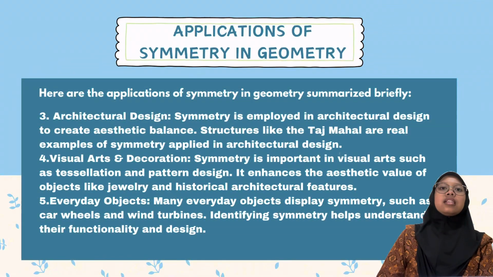Number 4. Architectural design. Symmetry is employed in architectural design to create aesthetic balance. Structures like the Taj Mahal are real examples of symmetry applied in architectural design. Number 5. Visual art and decoration. Symmetry is important in visual art such as tessellation and pattern design.